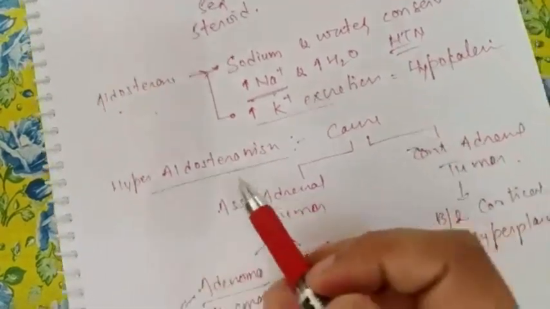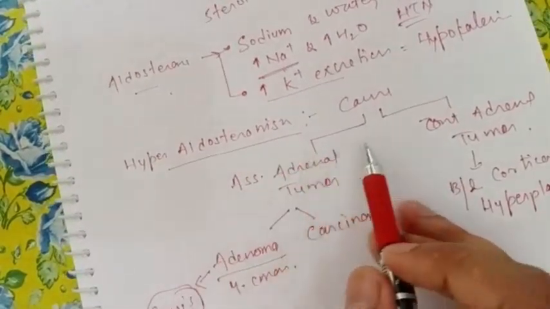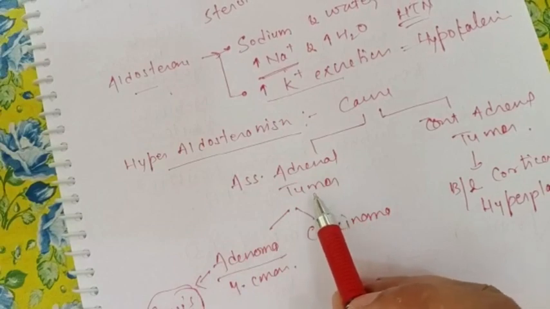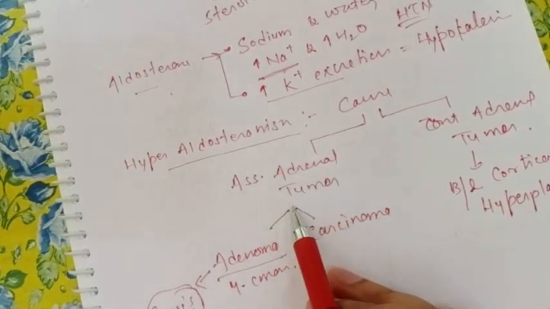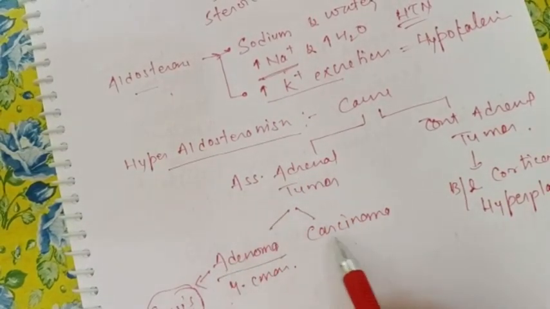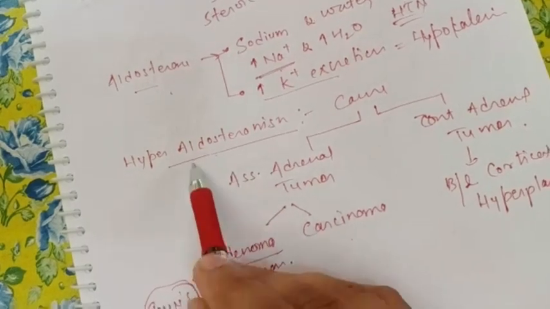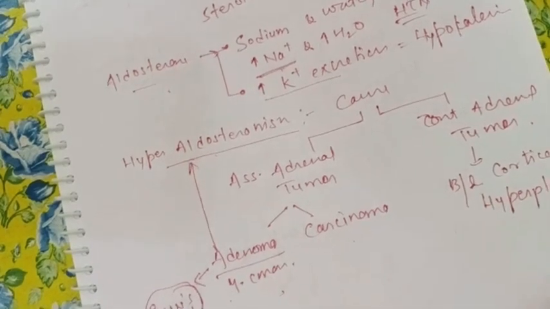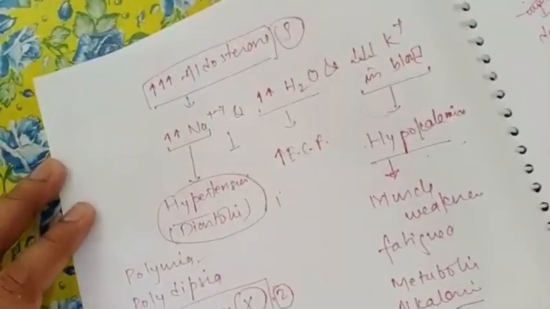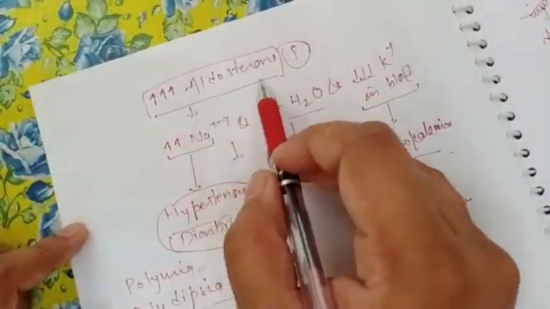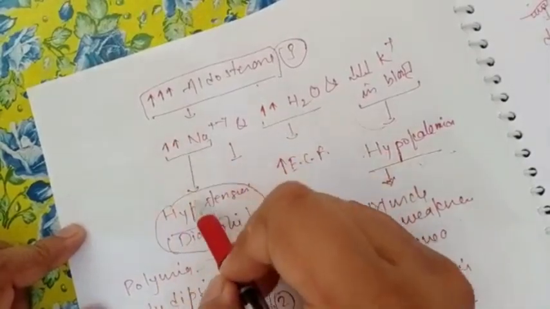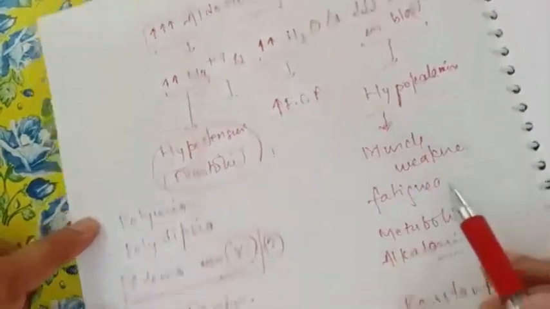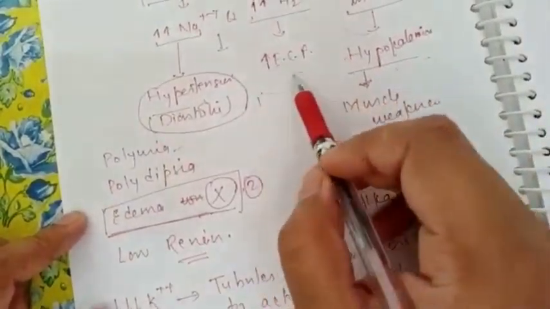These are the causes we have read: hyperaldosteronism could be due to a tumor in the adrenal gland, either an adenoma or a carcinoma. Adenoma is the most common, and hyperaldosteronism because of an adenoma is known as Conn syndrome. Without an adrenal tumor, it causes bilateral cortical hyperplasia. Increased aldosterone means increased sodium, which leads to hypertension, characteristically diastolic, and increased extracellular fluid.